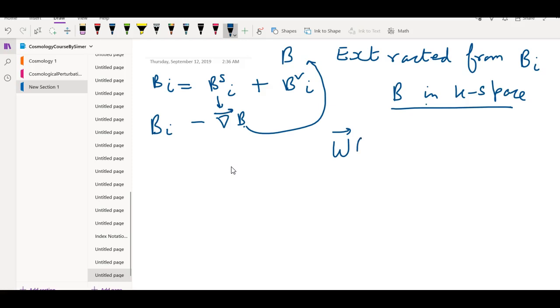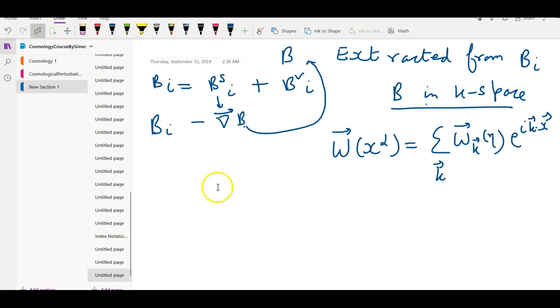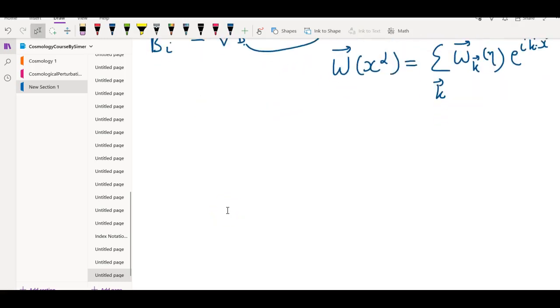W, which is a function of x and alpha. I can write this as W_k, which is a function of eta, and e to the power i k x, like this. So this is a Fourier expansion of a vector W.